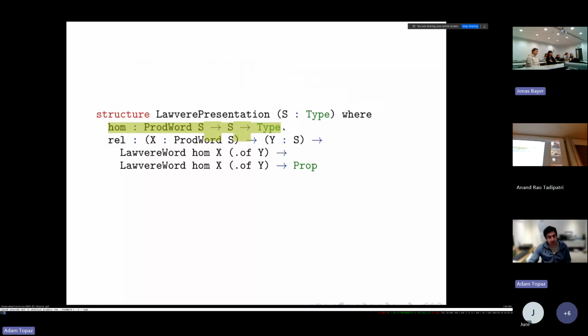It consists of some type of operations between a term of prod word S and S. And then for any prod words X and Y in S, you have some relation on these words that you generate out of this Hom field.